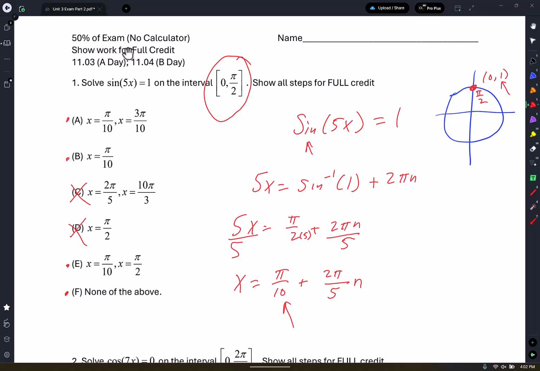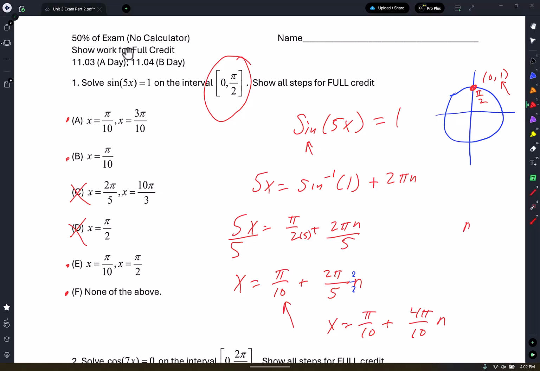All right, next. Well, as long as I keep adding, I can keep adding what? 2 pi over 5. That's actually the period. If you keep adding 2 pi over 5, as long as I'm below pi over 2, you're fine. So I'm going to do common denominator. I'm going to multiply this by 2 over 2. So here's what I get. And I guess I'll just write a new line here. x equals pi over 10 plus 4 pi over 10 with an n on the side. We still okay? All right.